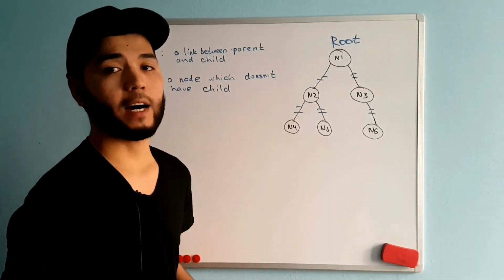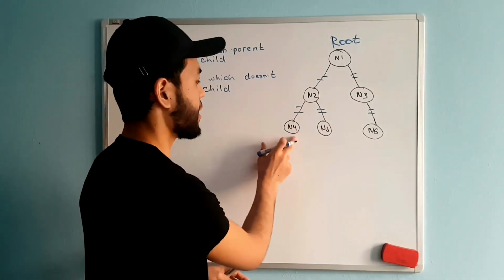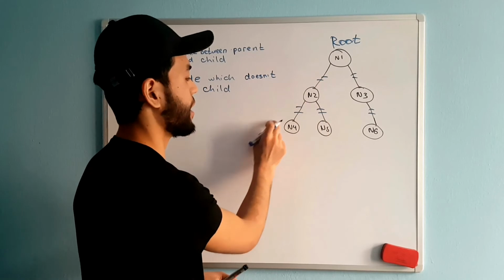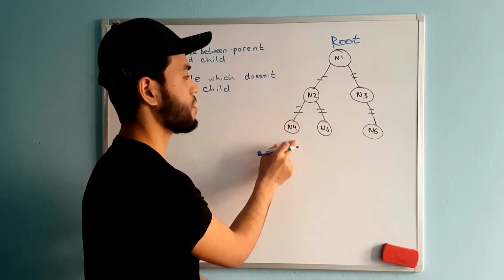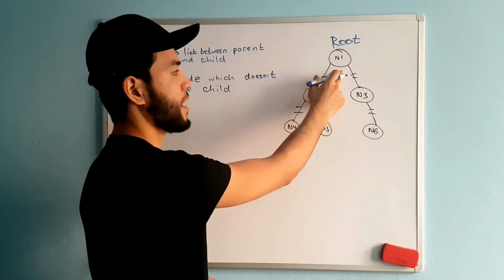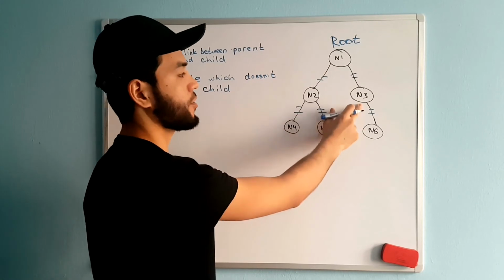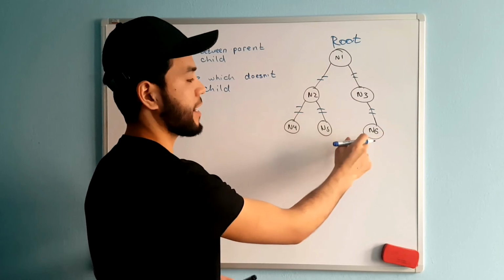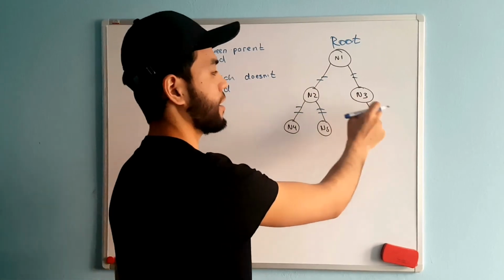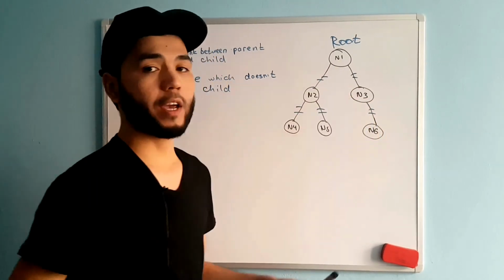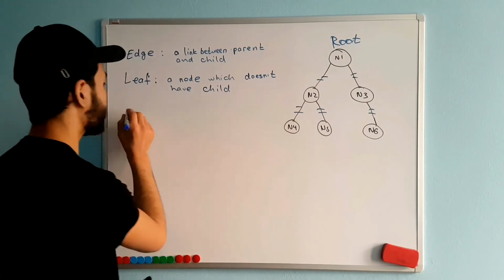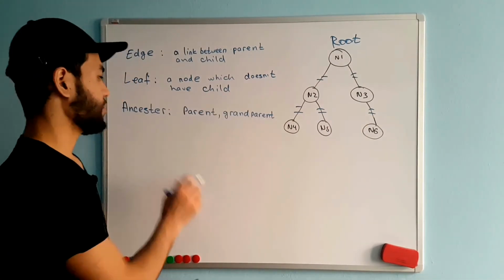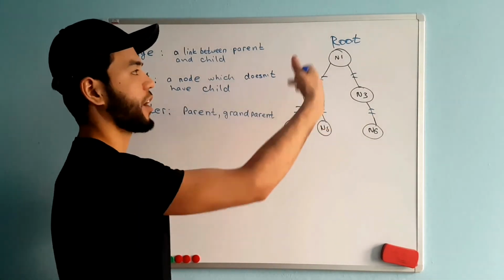And also we have an ancestor. For example, you see here, the ancestors of n4 are n2 and n1. The ancestor of n3 is n1, the ancestor of n2 is also n1, and the ancestors of n6 are n3 and n1, okay? I'm going to write here, ancestor, which means the parent, grandparent, and great-grandparent, and so on.